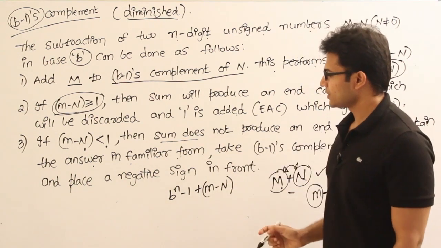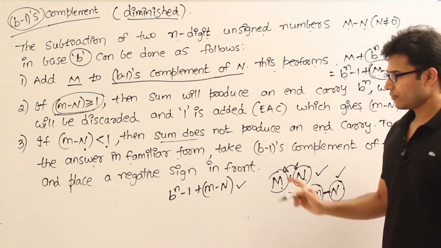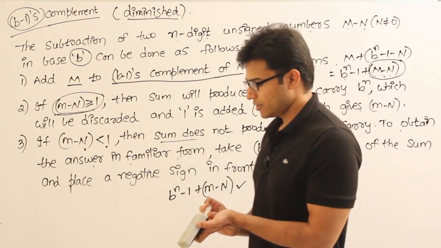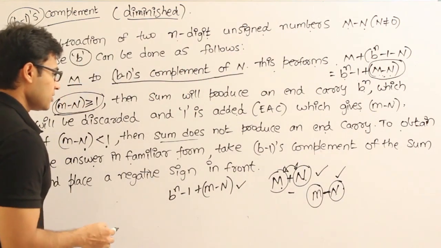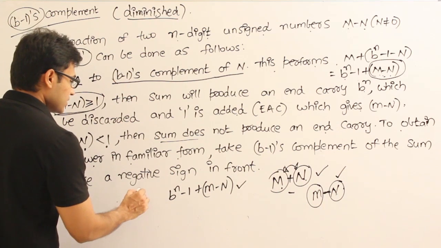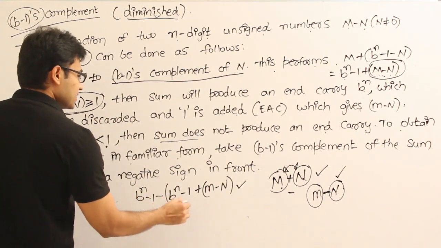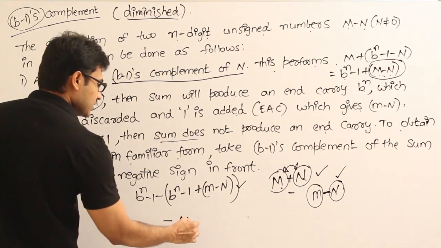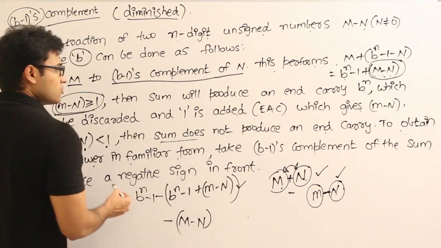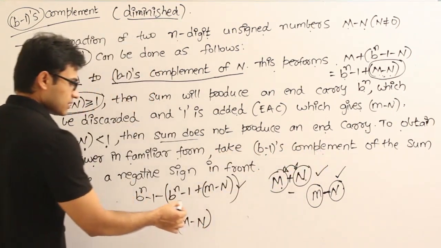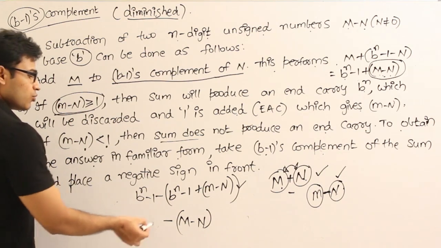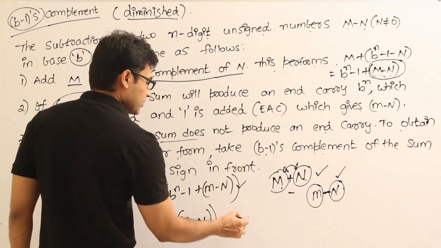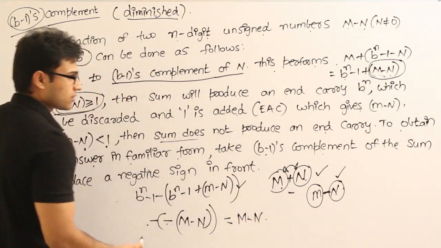Now what is this third step saying? Whatever you got, the third step says to find the n minus 1's b minus 1's complement. If you find the b minus 1's complement, it is b power n minus 1 minus this entire thing. If you expand it out, the result will be minus m minus n. Then what are they asking us to do? Put a minus sign before it. Minus into minus is plus, which is nothing but m minus n. That is what we wanted, right?